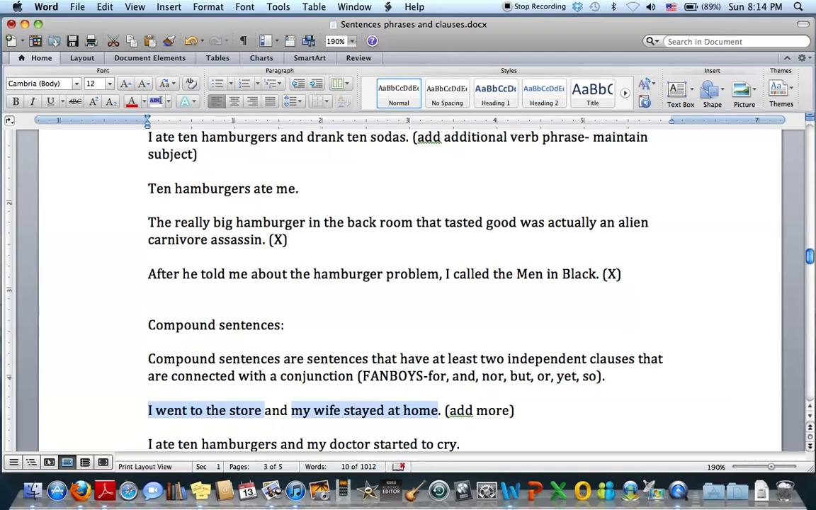I could say either one of these by itself. When I try to put them together, I have to put "and" in the middle. That's one of our FANBOYS. It's a conjunction. So this then is a compound sentence. It's two independent clauses with a conjunction in between them. Now I made a little note to myself here to add more, so let's try to do that a little bit right now.